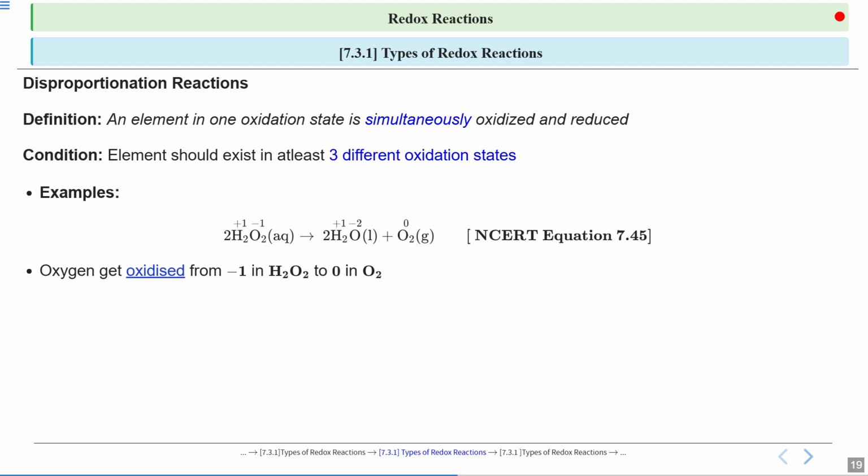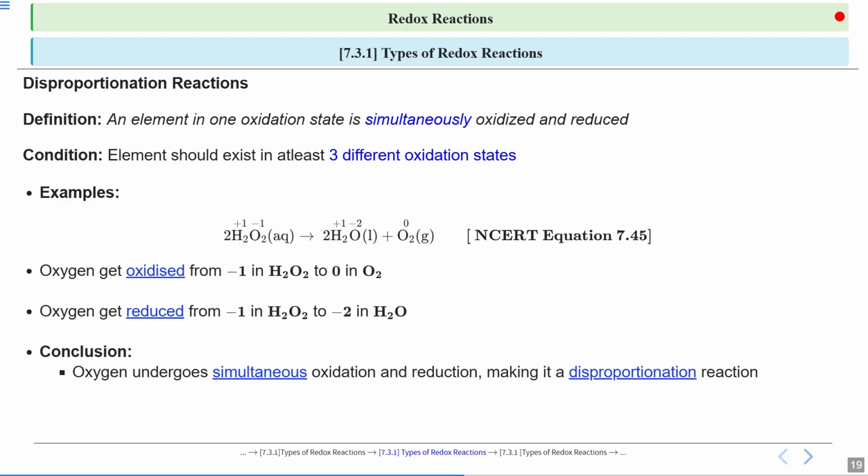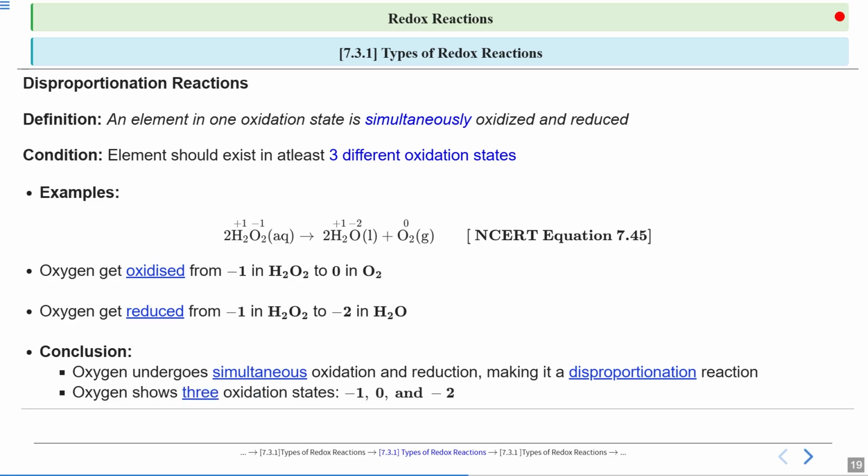So oxygen is oxidized from -1 to 0 and reduced from -1 to -2. Hence, we can conclude that the oxygen is undergoing both oxidation and reduction simultaneously, making it a disproportionation reaction. Hence, the three different oxidation states shown by oxygen are -1, 0 and -2.